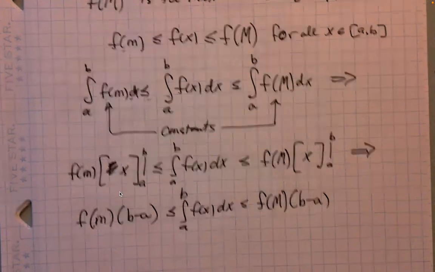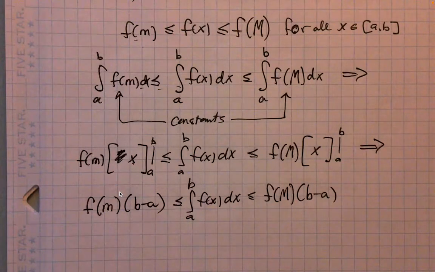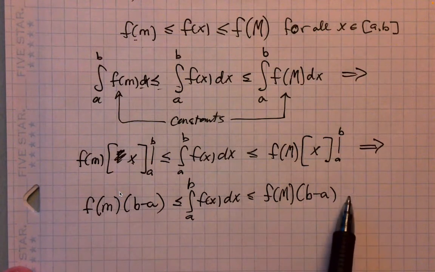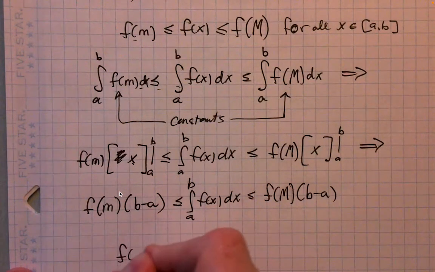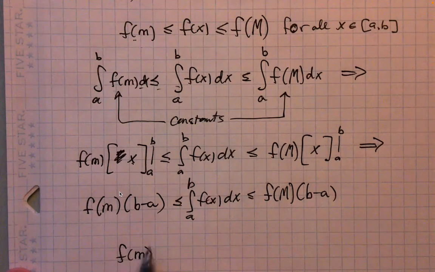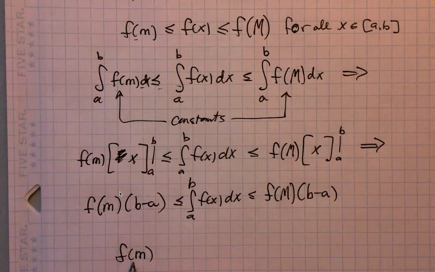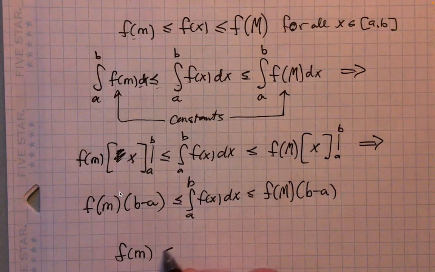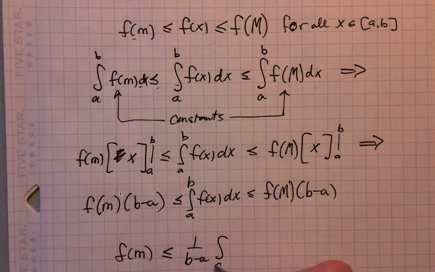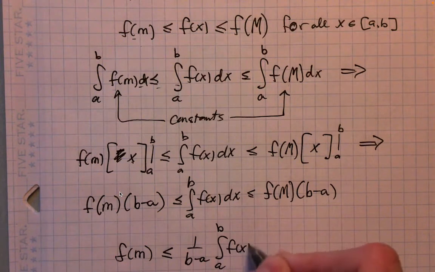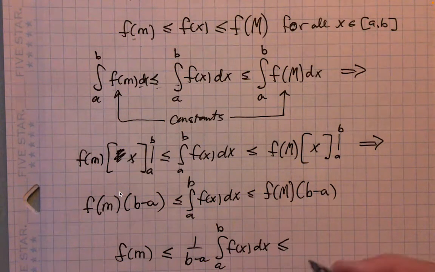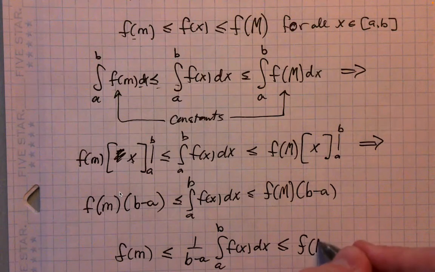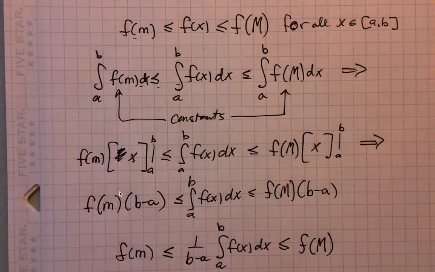Great. Okay, so we've got that. And of course then we can divide everything by b minus a, and so I've got some constant here that is basically f evaluated at little m. That's going to be less than or equal to 1 over b minus a times this integral here, which would be less than or equal to f of big M. Okay.